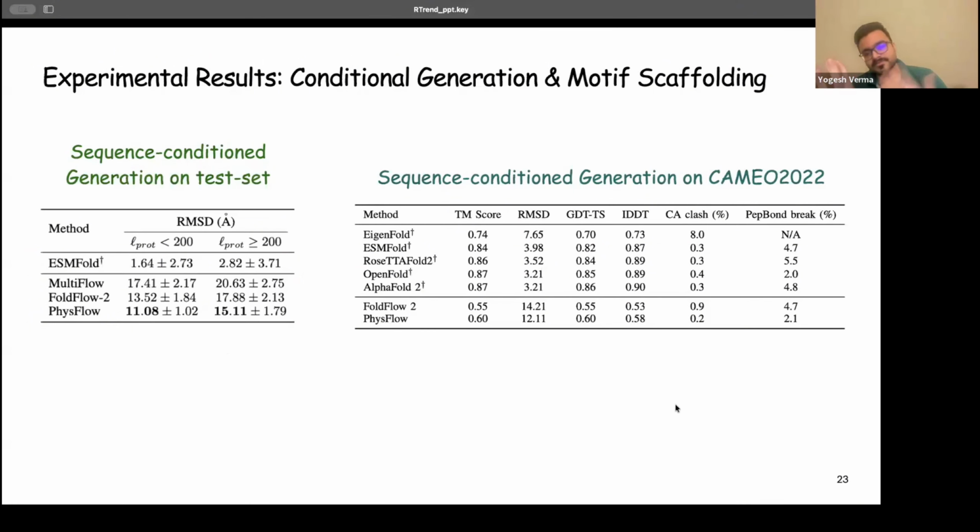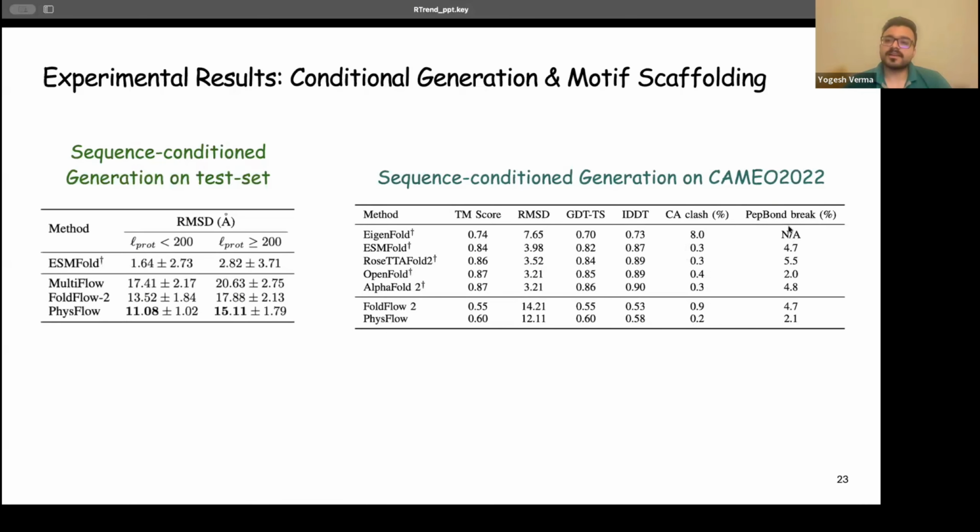And we also try to extend it to this Cameo 22 data set, which has been used for all the folding methods, such as eigenfold, ESM fold, alpha fold. Obviously, it will not be that good as they have been trained on much larger data set. But we want to highlight that when we compare with fold flow 2 or any other method, the amount of CA clash rate, which is one of the key factors determining if the protein structure is physically viable or not, is really good in our method, is only like 0.2 or very less, which is really better than even eigenfold or, let's say, open fold.